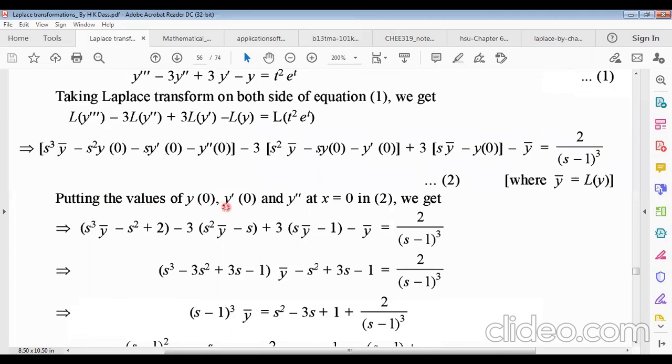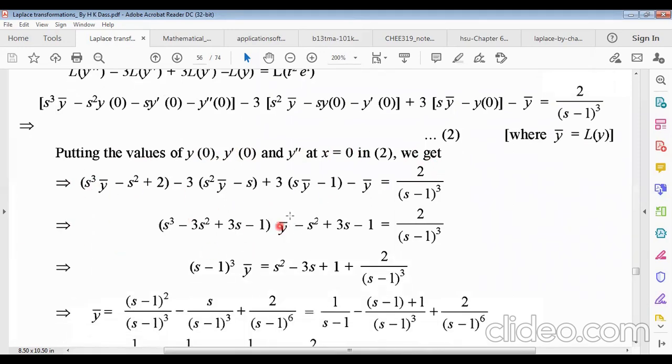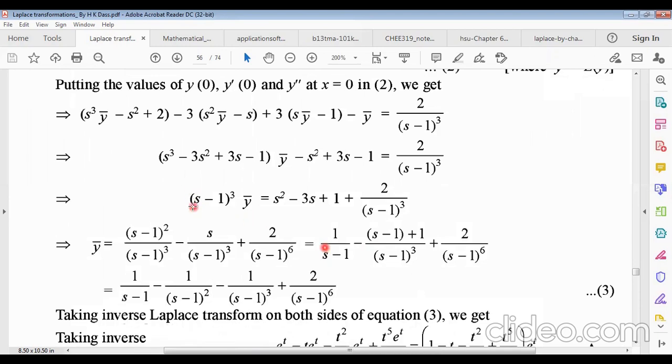So putting the initial conditions, y(0), first derivative, second derivative at t equals 0, okay, we get this one, just putting the values. And y bar is the Laplace transformation of y(t), and this will be on the right hand side. So this means what? (s minus 1) whole cube, remember it. So dividing by (s minus 1) whole cube on both sides, we get this one.